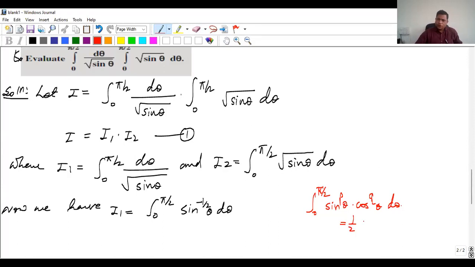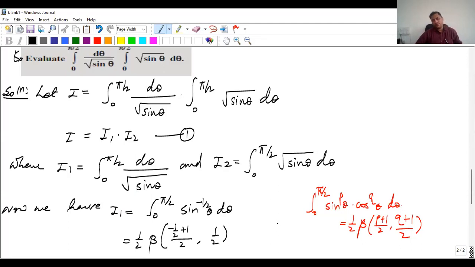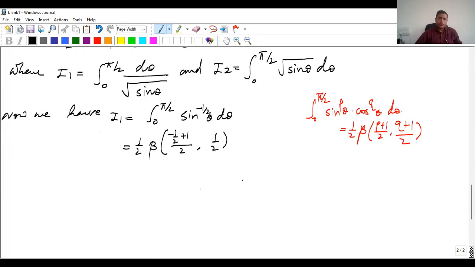It is going to be half of beta of p plus 1 by 2 and q plus 1 by 2. So if we compare this integral to this integral, then what we have is half of beta, where p is going to be minus half. So this is minus half plus 1 by 2, and q is going to be 0. So here we have this going to be half. Okay, now let us simplify. So this is half beta of 1 by 4 and half. Is that okay? Because minus half plus 1 is going to be half, and this by 2 is going to be 1 by 4.